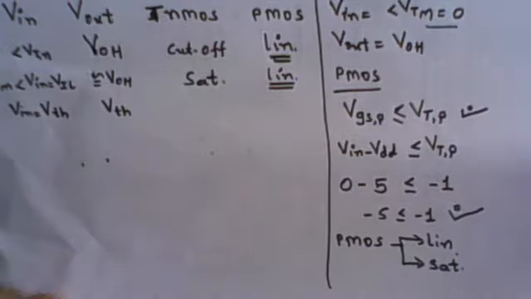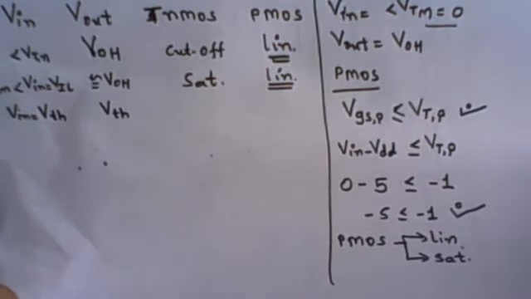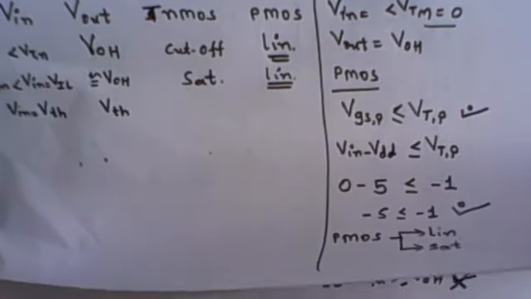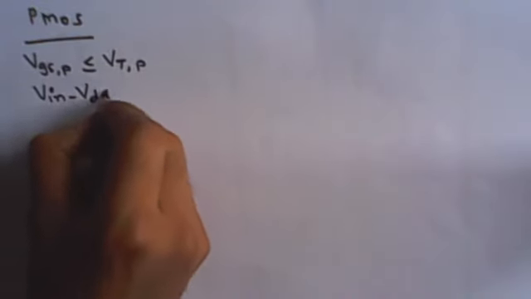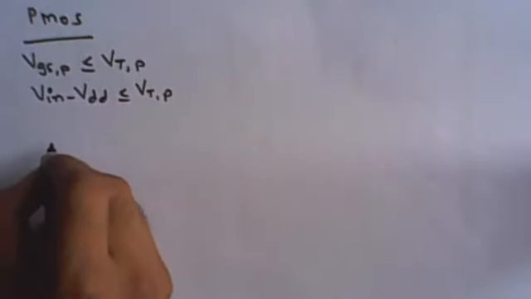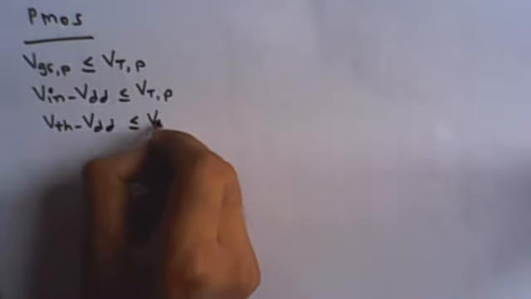So in that case, input is greater than the threshold of the nMOSFET. So nMOSFET operates in either linear or saturation, and pMOSFET also operates in either linear or saturation. Let me check step by step, first the pMOSFET. Let me check whether it is conducting or not. For conducting, this condition must be satisfied: is input minus VDD less than or equal to VTP or not? Input is VTH, so VTH minus VDD, is it less than or equal to VTP?